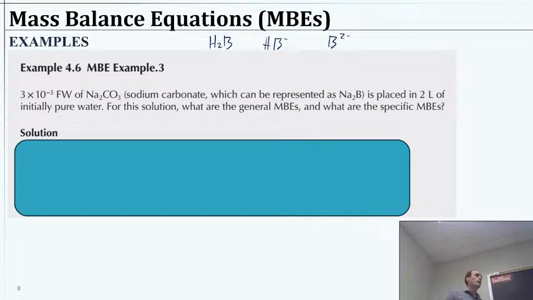Okay. And if you can do this, we have most of the carbonate system covered. Okay? This is the fundamental piece of dealing with the carbonate system.